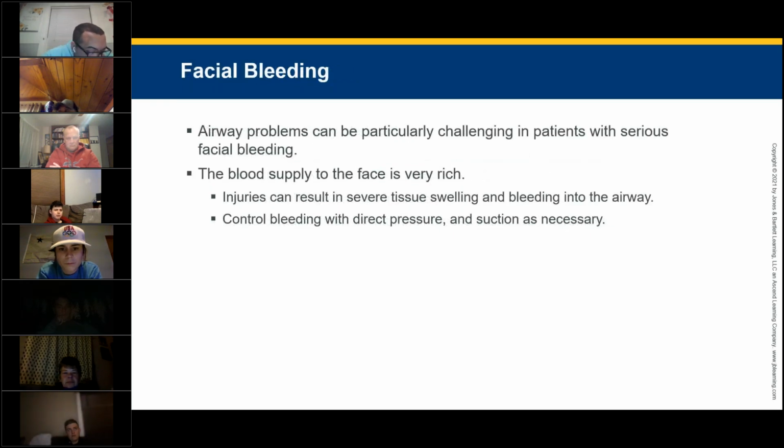Facial bleeding. Airway problems can be challenging in patients with serious facial injuries. The blood supply to the face is very rich, so injuries can result in severe tissue swelling and bleeding into the airway. Control the bleeding with direct pressure and suction as necessary.